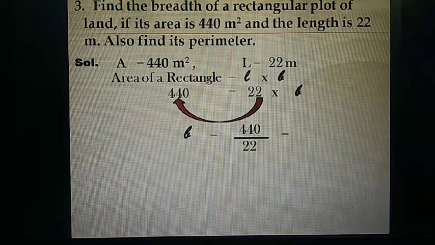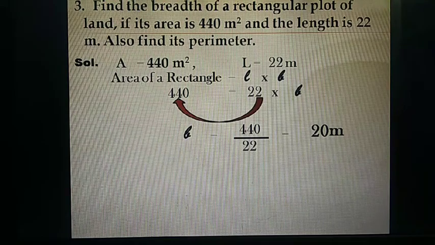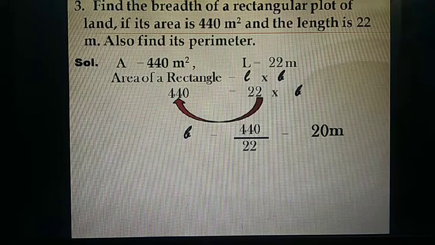Cancel them and you will get the answer as 20 meter. This is the breadth. One more part is there. You have to find its perimeter too.